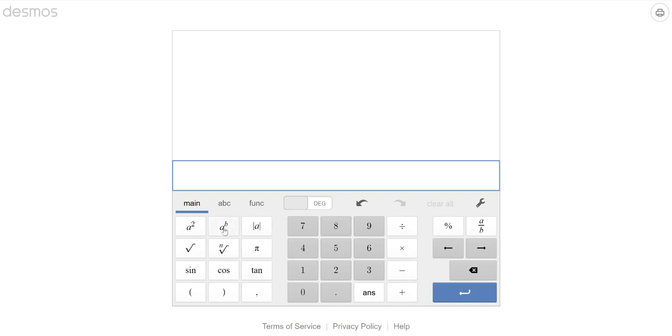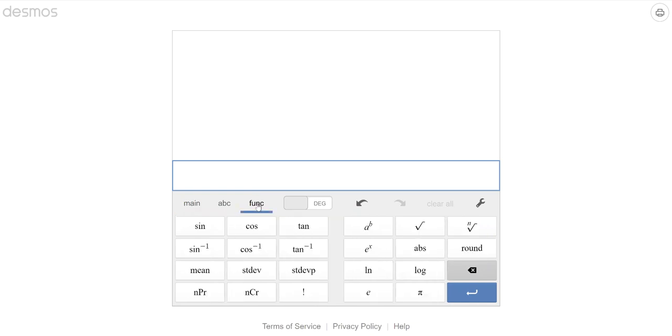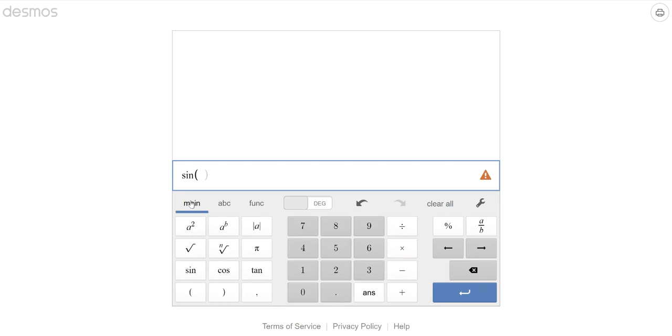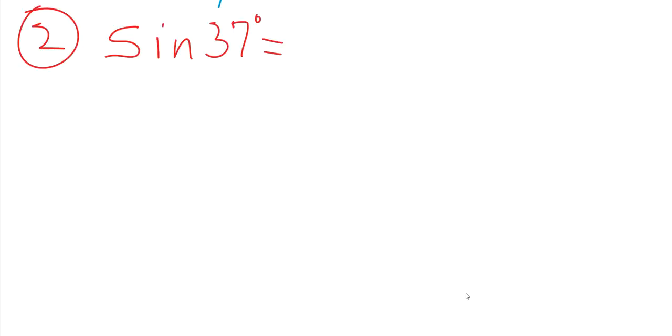So here we go. Let's find our function. Our function is going to be sine. So you go here to where it says function. See my mouse? Click on function, and then you type sine. And now we need 37 degrees. So we go back to main, where we get our numbers, okay? And we type in 37, okay? Notice what sine of 37 is. It's right over here on the right. Do you see it? It's 0.6018. So that's our sine.